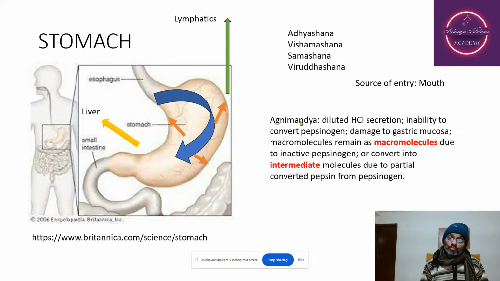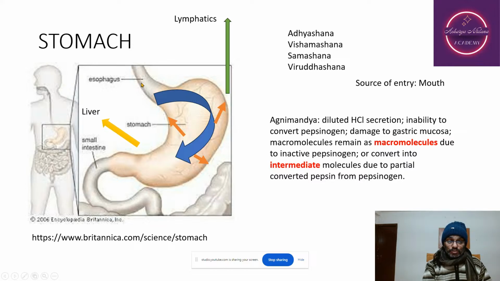That is the first and foremost, that is dilution of the hydrochloric acid, then inability to convert the pepsinogen into pepsin, then there will be gastric mucosal damage. These are the three major mechanisms that will be happening. Now, how this particular dilution of the hydrochloric acid may happen, let us look into that.